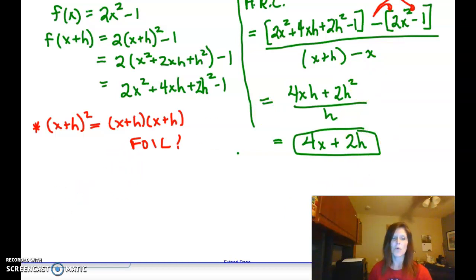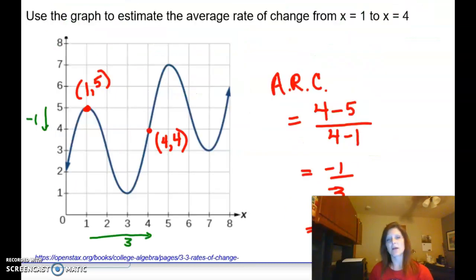Let's take a look at one more. What if I'm given a graph and I'm told to calculate the average rate of change? Well, if it says from x equals 1 to x equals 4, I need to find where x equals 1 is and go up and figure out what the coordinates are of that point on the graph. In this case, it's 1, 5. And we're supposed to go to x equals 4. So once again, I go up. There are the coordinates. It's going to be 4, 4. So when x is 4, y is 4, that's my ordered pair.